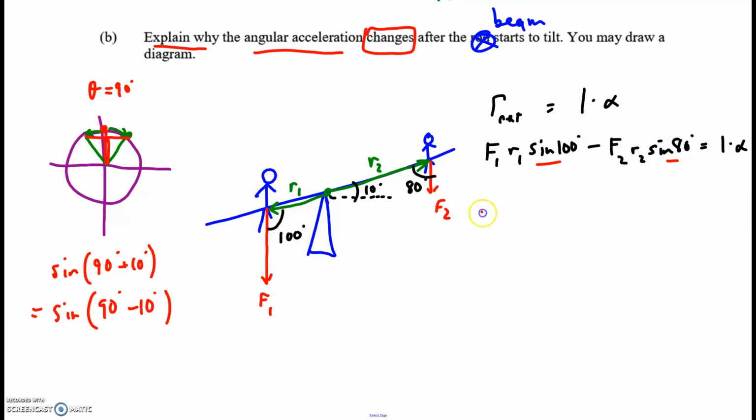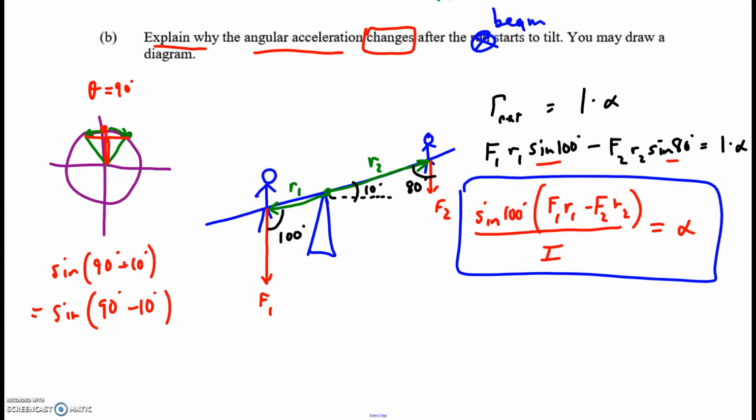I'm going to factor them out. And now I have sine 100, F1 R1 minus F2 R2 equals I alpha. And I could divide both sides by I if I wanted. And here's how I would calculate the new alpha. But look at this formula. We have not changed F1 or F2. The weights of the kid and parent are the same. We haven't changed R1 or R2. They're still the same distance away. They're not sliding in. We haven't changed the moment of inertia. The only thing we have changed is we're multiplying by sine of 100.